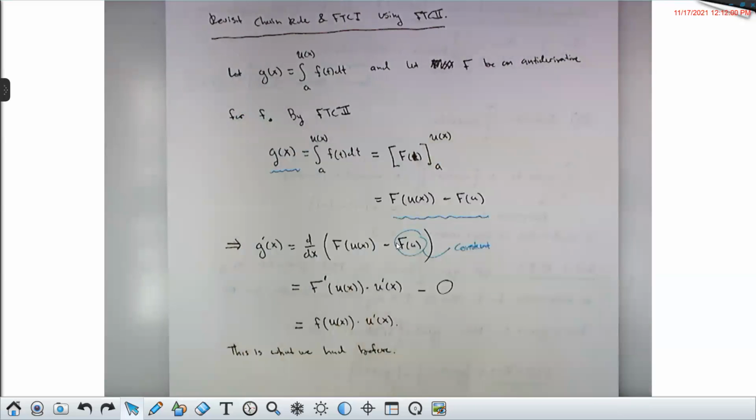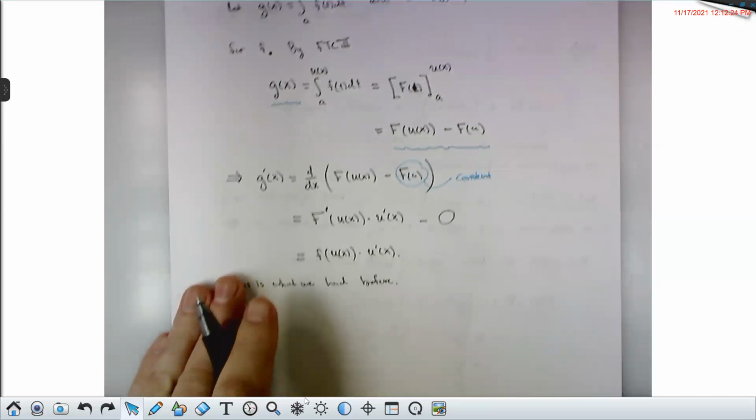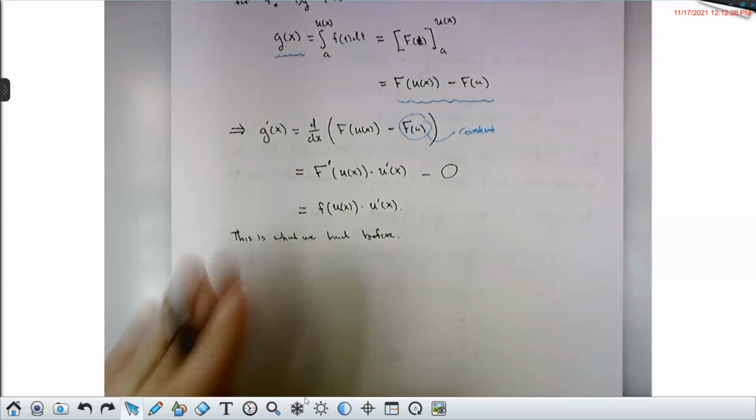A is a constant, so F of A is a constant, and the derivative of a constant is 0. And then this piece, I just differentiate using the normal chain rule. Good stuff, right? Okay, so let's look at one more example of these FTC chain rule things and see if it feels a little less magical to us now.